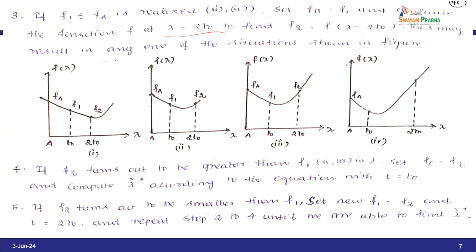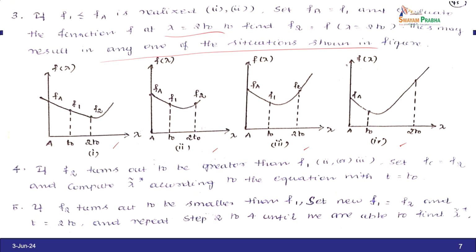to find f2 equal to f at lambda equal to 2 t naught. This may result in any one of the situations shown in the figure, demonstrated like this. If f1 lies between f of A and f2, and t naught lies between A and 2 t naught, these are all the situations that may arise.